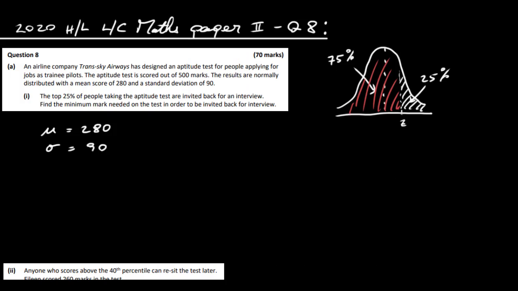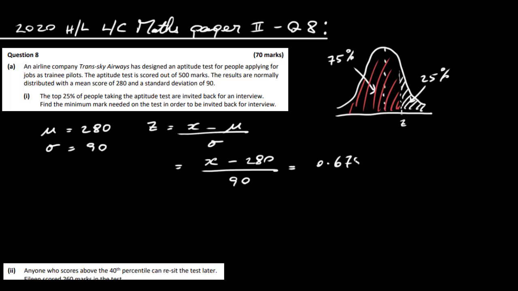So let's just write down our z value here. Our z value is going to be equal to x minus mu over sigma. In our case, we want to work out what x is. So we want to work out what the score would be. Our mean is 280 and our sigma is 90, and we know that that's going to be equal to 0.675. This is our z score here.